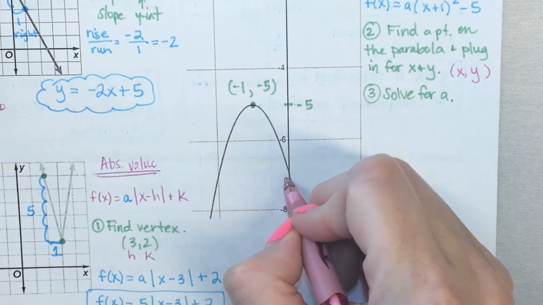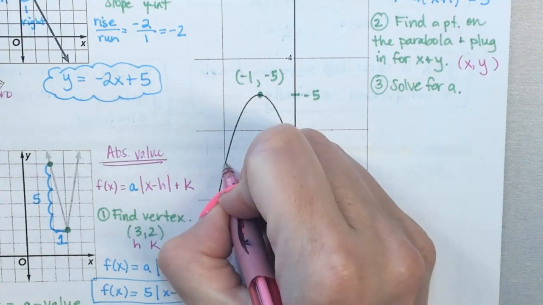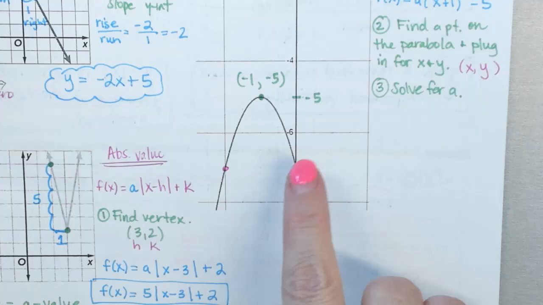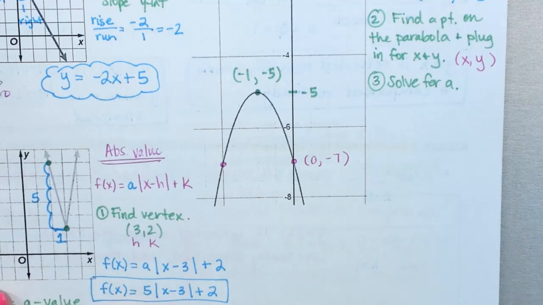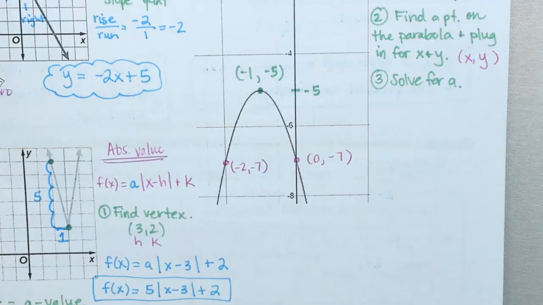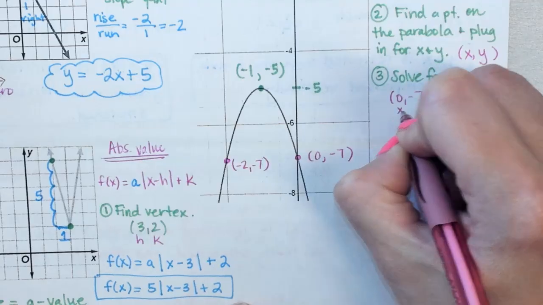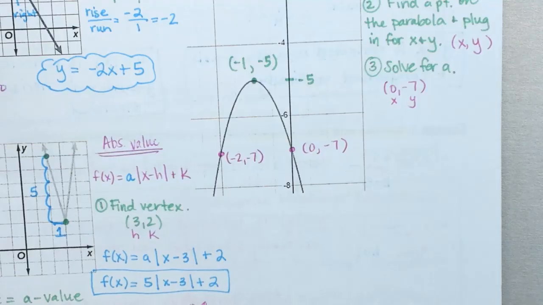Okay, so this looks like it's a good point on the parabola. This is another one. When I say good point, I mean we're going to try to plug in whole numbers to make it as easy as possible. So this point here would be what? 0, -7. And then this is -2, -7. So either of those are going to work. You can choose whatever you want. Whatever you choose, you're just going to show me what you're plugging in, so I know that you've chosen a good point there.